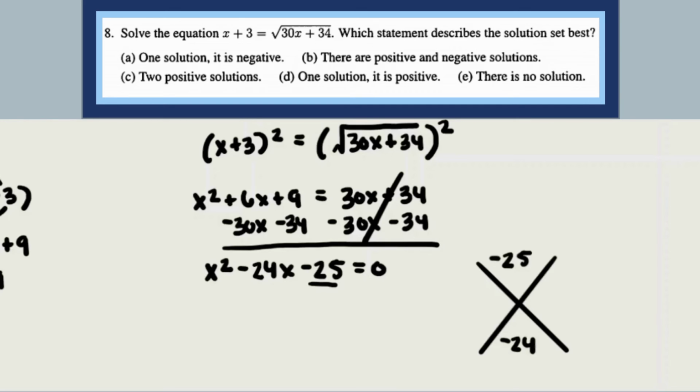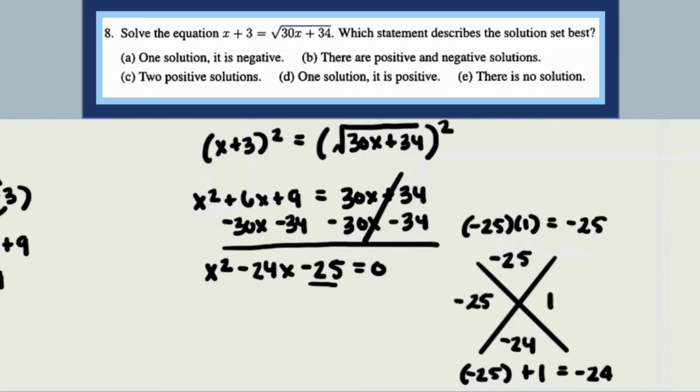And we're going to find two numbers that multiply to give us negative 25 and add to give us negative 24. And two numbers that I can think of would be negative 25 and positive 1. Negative 25 times 1 is negative 25, and negative 25 plus 1 is going to give us negative 24. Okay, so when we factor that, that will become x minus 25, and then x, and because we found positive 1, that will be plus 1.